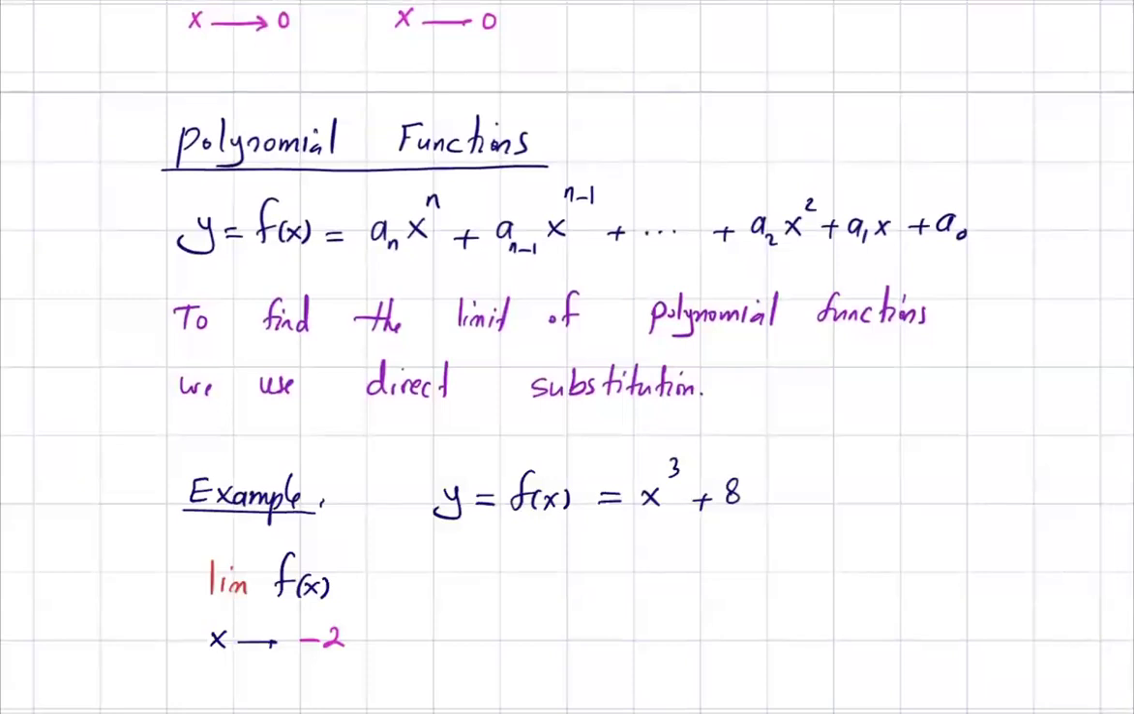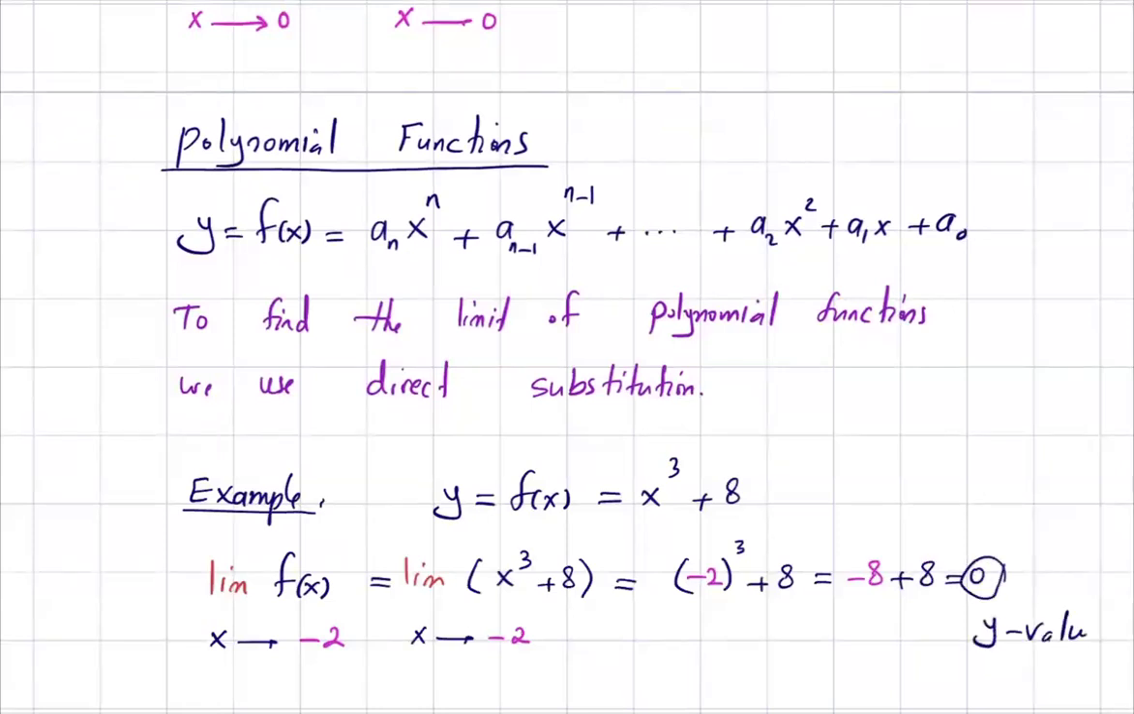Since it's a polynomial function, we have direct substitution. We are finding the limit. My function is x cubed plus 8, and my x is going to -2. By direct substitution, we have an algebraic expression. We have -2 to power 3 plus 8, which is -8 plus 8, or 0. This is my y value, which is the limit of this function.